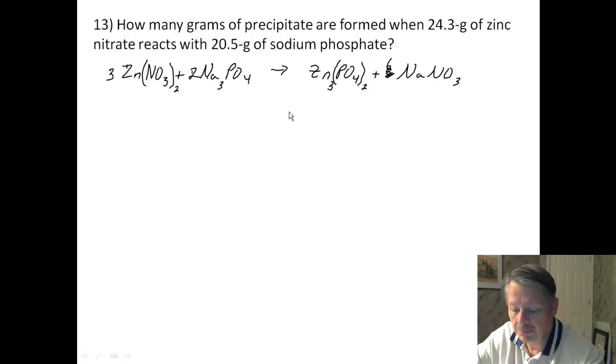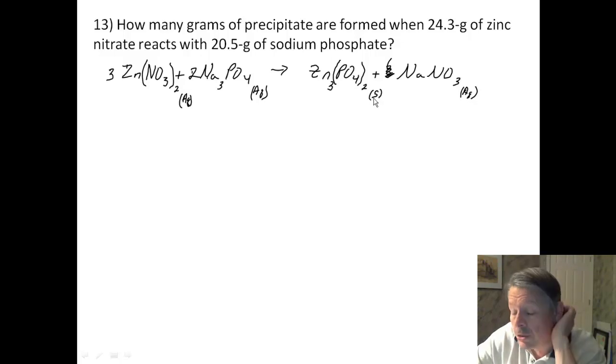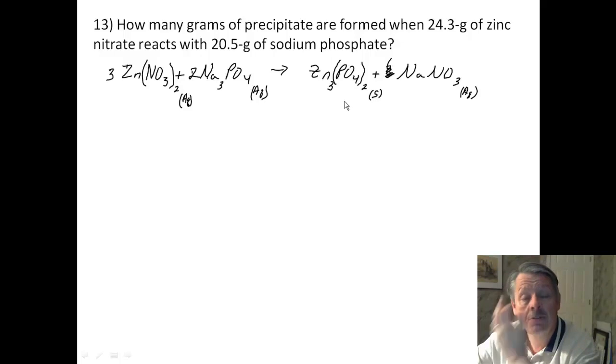Okay. So, how many grams of precipitate? Well, wait a minute, we've got to figure out what a precipitate is. Well, you need to look at your solubility chart. Yep, you pull all this stuff together, and you'll notice that everything with nitrate is always aqueous. Everything with sodium is always aqueous. Everything with sodium and nitrate is always aqueous. So this must be our solid. And if you look at your solubility chart, you'll find that that's true.